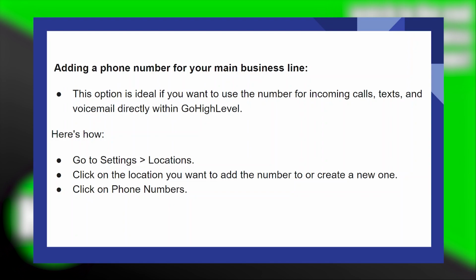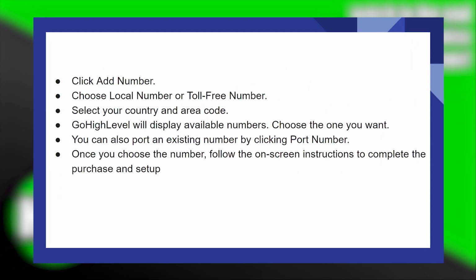Here's how. First, go to Settings and then go to Locations. Then, click on the location you want to add the number to or create a new one. After that, click on Phone Numbers. Then, click on Add Number. Choose a local number or a toll-free number.